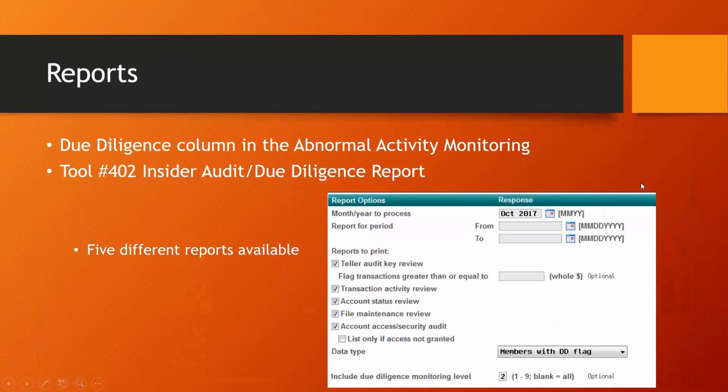So tool number 402, this is an interesting tool because the data type right now is members with due diligence flags of 2. If I pull that down, the other choice that I have is employee account type code. And you're going, well, why did we do that?